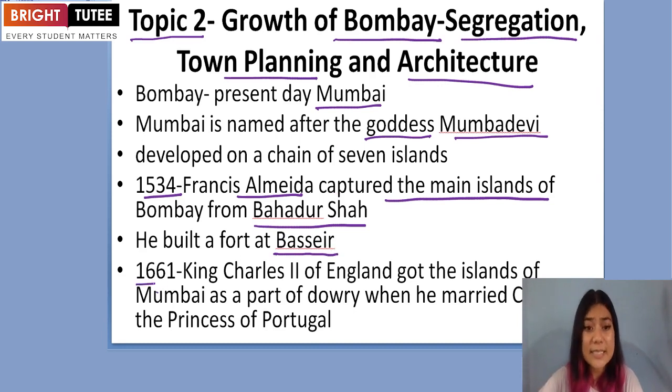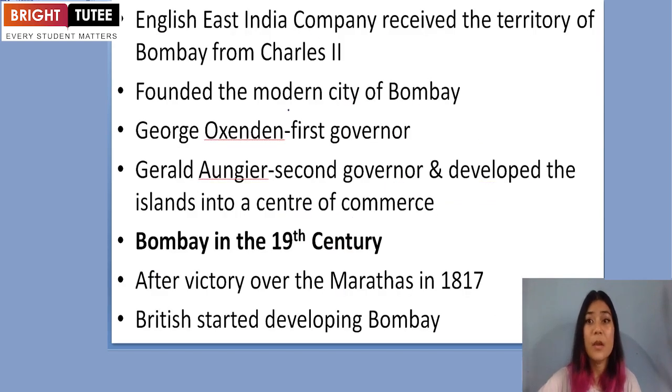In 1661, King Charles II of England got the island of Bombay as part of dowry when he married a princess from Portugal whose name was Catherine. Now, after that, he then gave it to the English East India Company on lease. He rented it to the English East India Company.